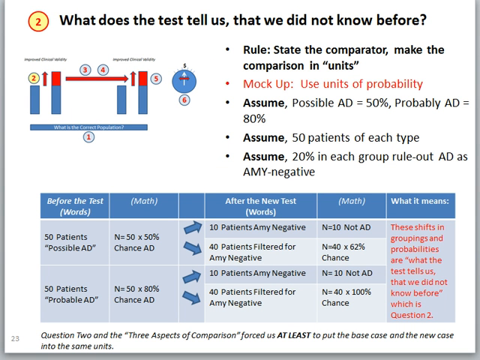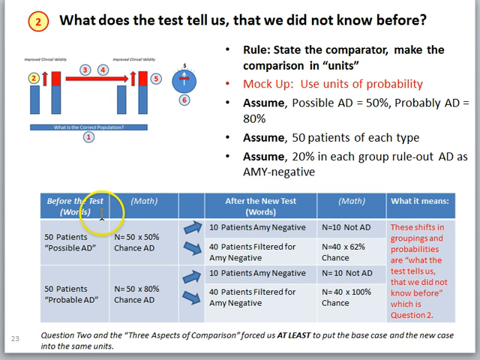So could we state the comparator in a way that you can make the comparison in some kind of units? All the data, all the numbers on this slide are made up. But I'll show what you can do if you had this data. So let's assume that possible Alzheimer's disease is a 50% chance of Alzheimer's, and probable Alzheimer's disease is an 80% chance. And assume you have 50 patients of each type. And now assume that when you gave all 100 patients, 50 possible, 50 probable, the test, 20% in each group would rule out Alzheimer's disease because they're amyloid negative.